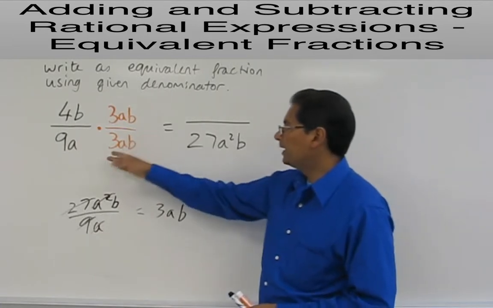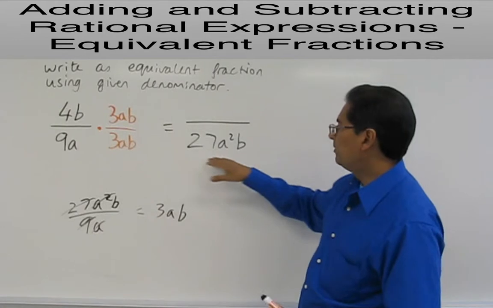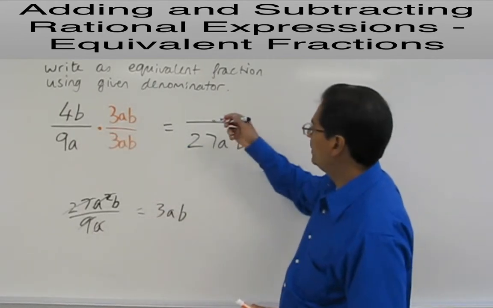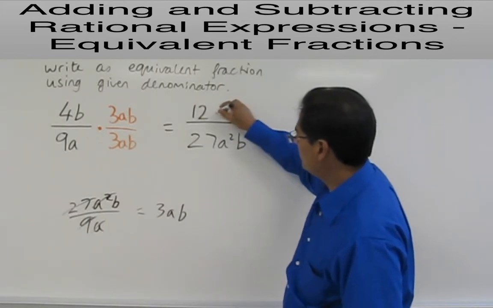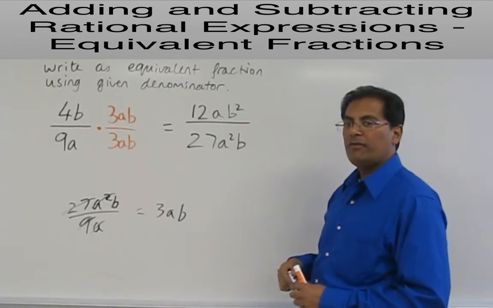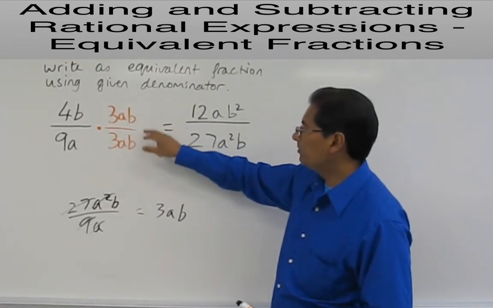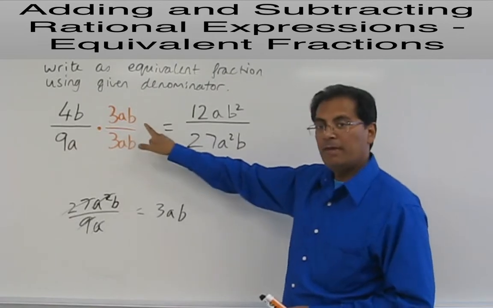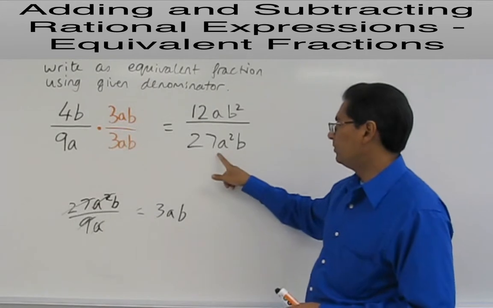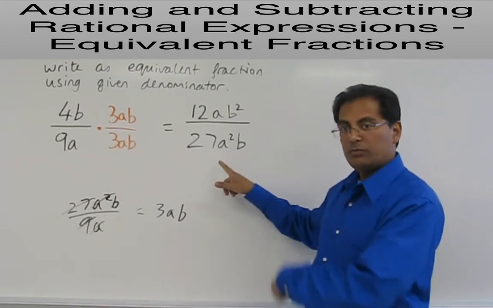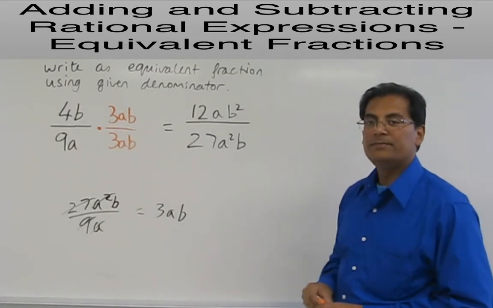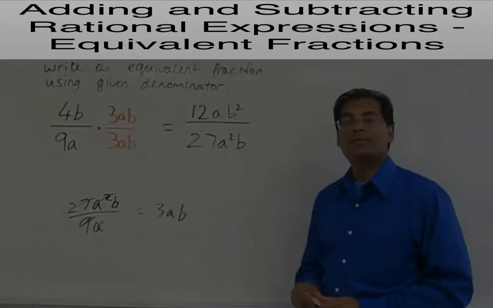But what we have done now is 9a times 3ab gives me the 27a squared b, and 4b times 3ab will give me 12ab squared. And so we have an equivalent fraction. Just note that what we have done is multiplied by 1, but we've made that 1 by looking at how many times this denominator goes into this denominator, which will be, as we add rational expressions, our LCD eventually. Let's take some more examples.